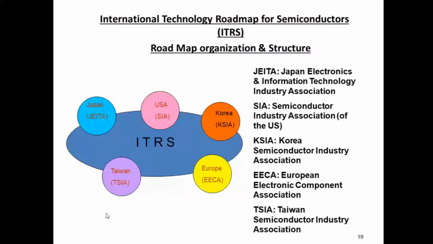ITRS is made up of 5 associations: Japan Electronics and Information Technology Industries Association, Semiconductor Industry Association from USA, Korea Semiconductor Industry Association, European Electronic Component Association, and Taiwan Semiconductor Industry Association.